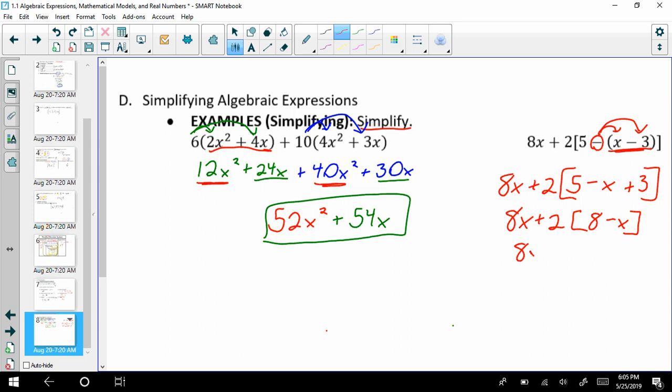And then I'm going to distribute the 2. So 2 times 8 and 2 times the negative x. And then we'll combine like terms. So 8x and the 2x can be combined. So 8x minus 2x, 6x. Then I still have the plus 16. I cannot combine those. They are not like terms. So that's it for 1.1.